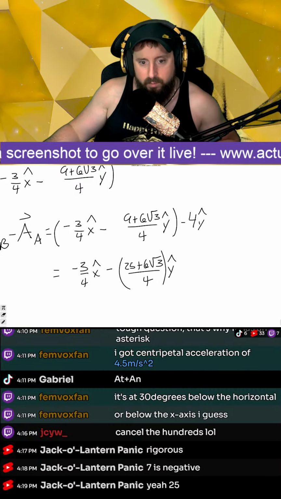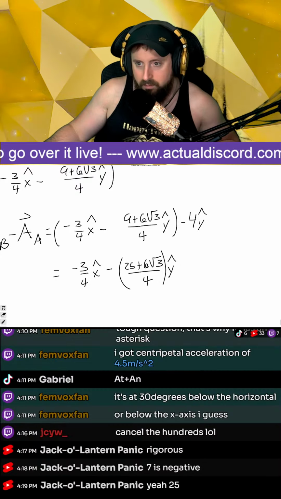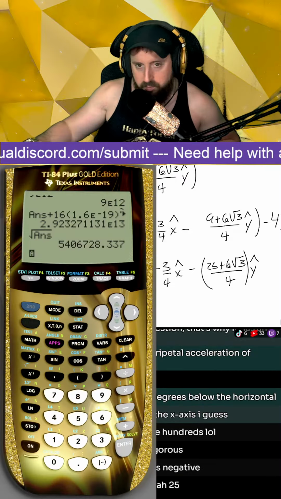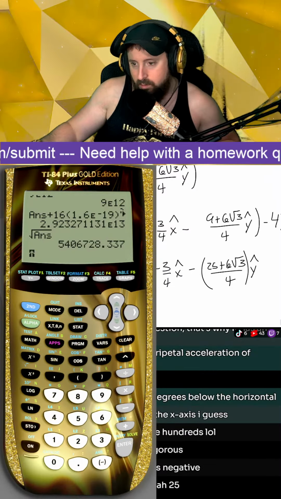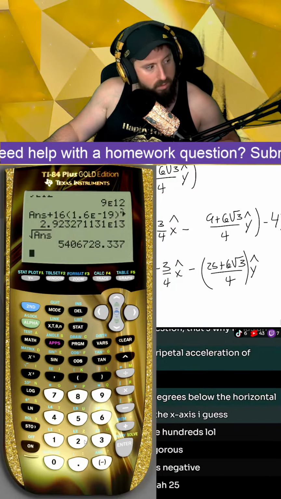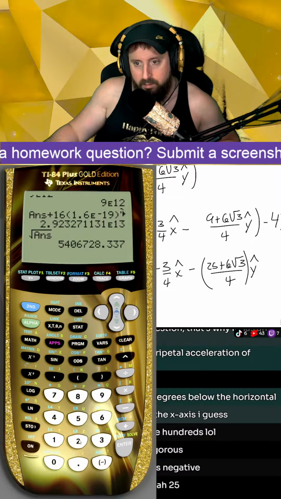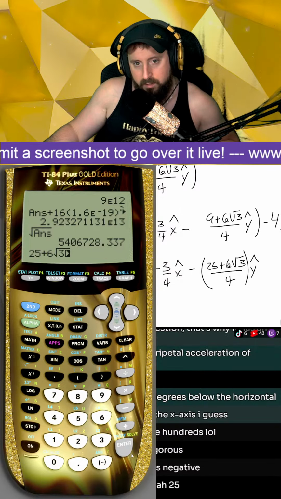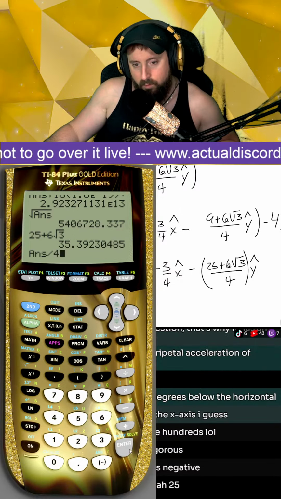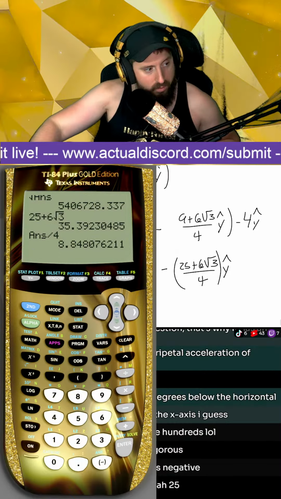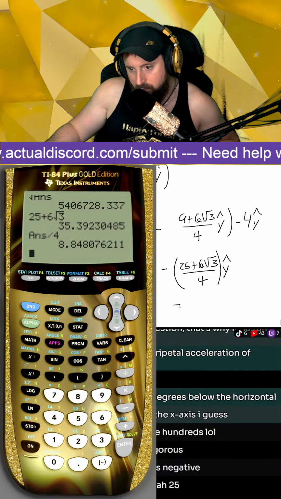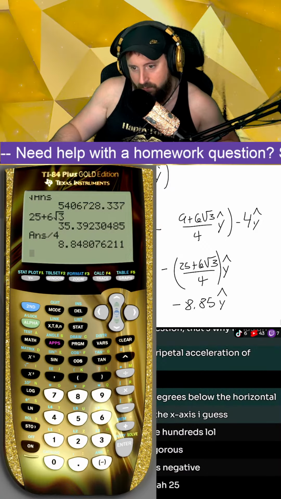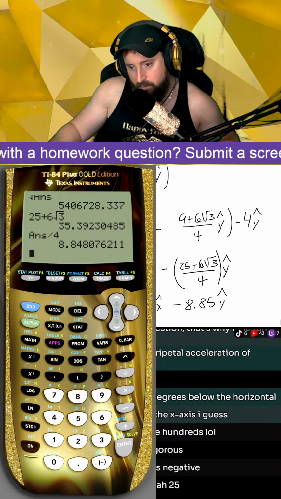Let's get out the calculator. I want to see what we get here, because I can just plug this in the chat and see what they say for numbers. So that's going to be 25 plus 6 root 3 all over 4. So minus 8.84, or 8.5, I guess. And then this is negative 0.75 x hat, right?